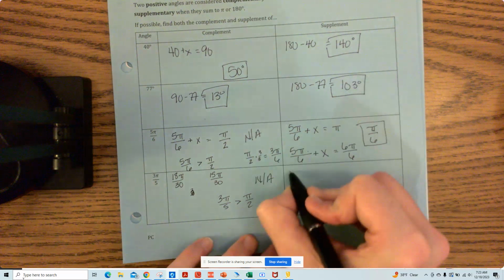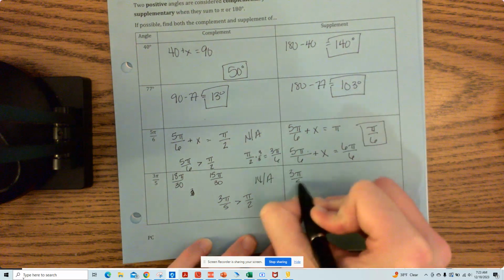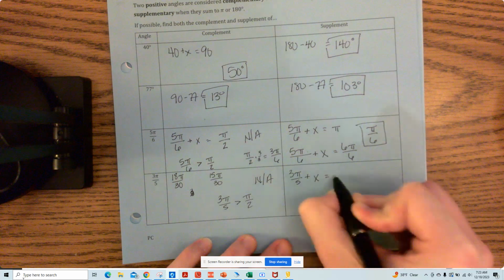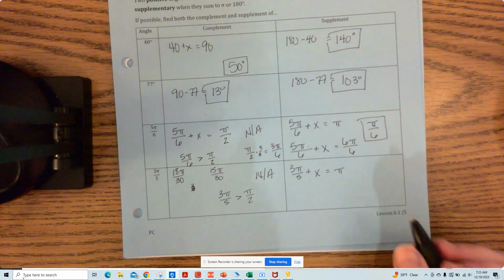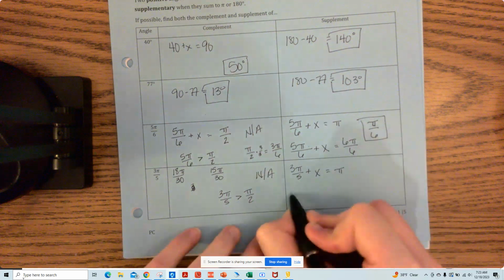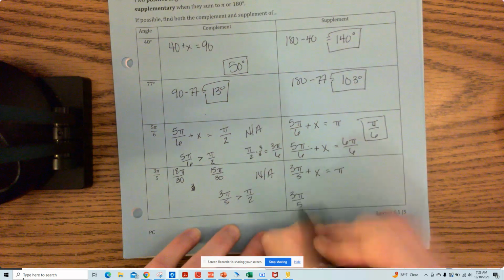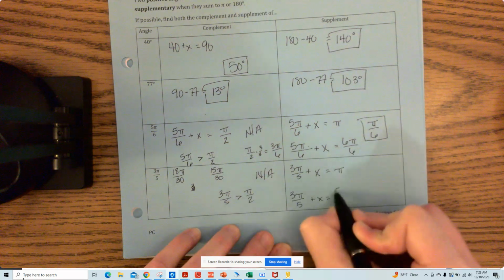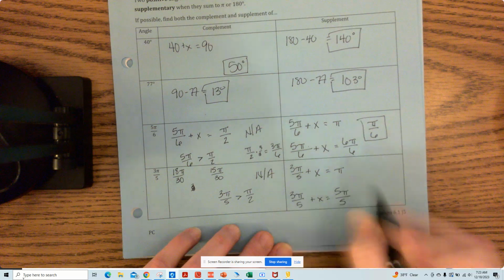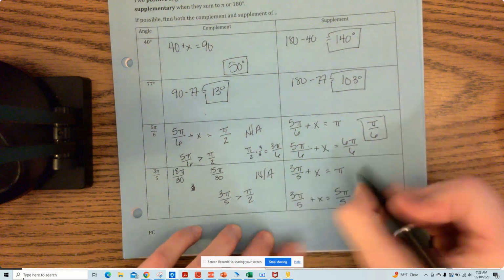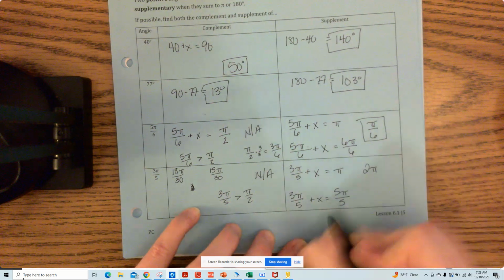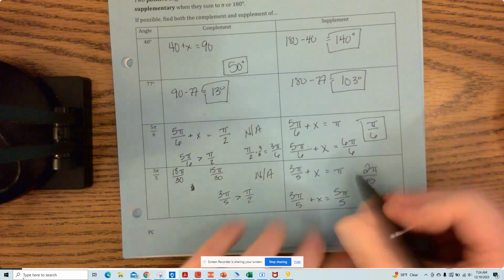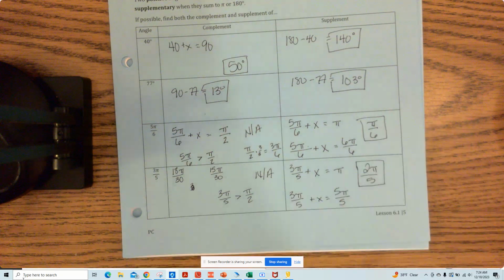Okay. This time, plus a number has to equal pi. So again, common denominators again. I need a 5 on the bottom. So 3 pi over 5 plus x is going to equal 5 pi over 5. 3 pi plus 2 pi is going to give us 5 pi, and then we just keep the denominator.